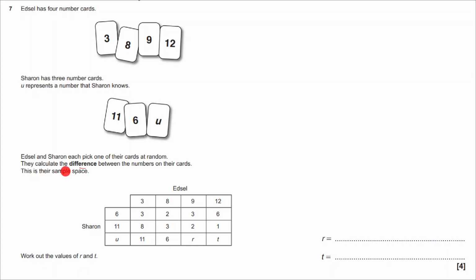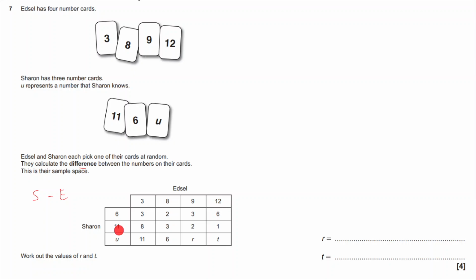This is their sample space. Now, is the difference Edsel's take away Sharon's or Sharon's take away Edsel's? Well, let's check the table. It's going to be Sharon's take away Edsel's, because 6 take away 3 gives you 3. If you did 3 take away 6, it would be minus 3. So it's going to be Sharon's take away Edsel's. That's quite important to note.